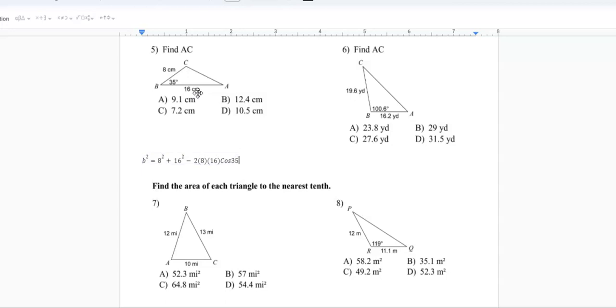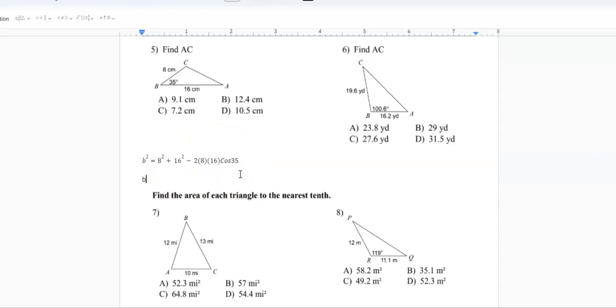So what you do is you type in just this part, not all of it, into Desmos or a calculator, and you're going to get some large number, somewhere near 100, I think. Once you get that number, you square root it, because to solve for b you have to square root. Then you should get one of these answer choices. That's basically how you do 6 also.